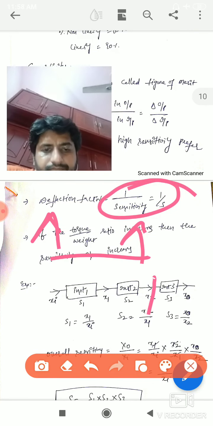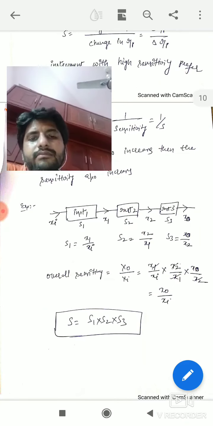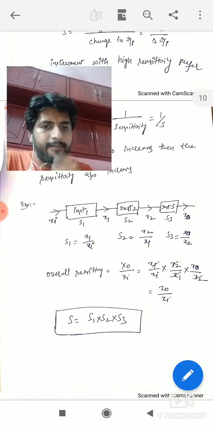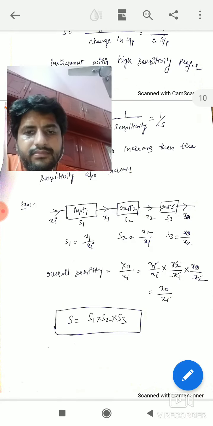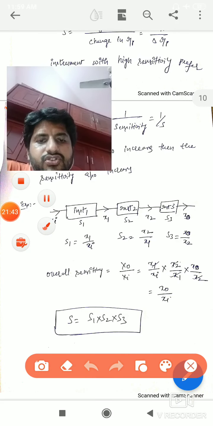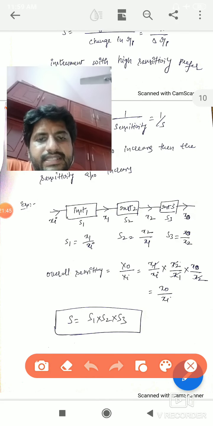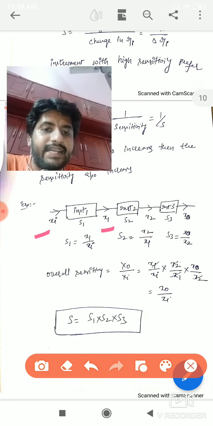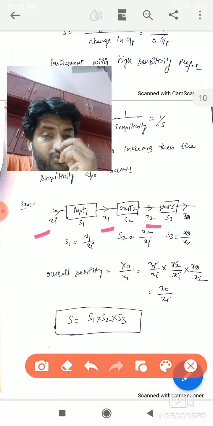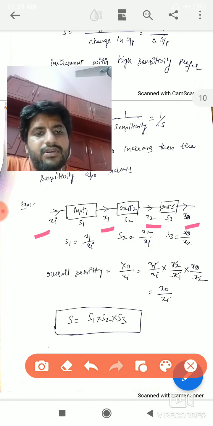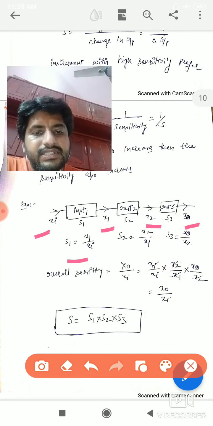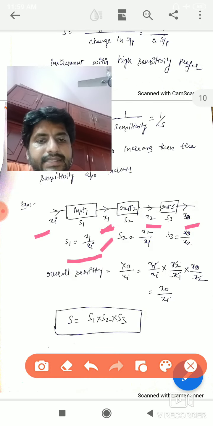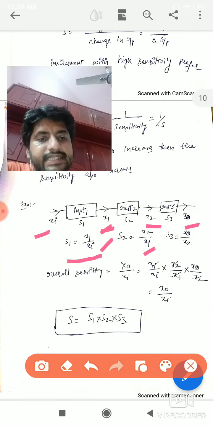But suppose I have different types of instruments, how can you calculate the overall sensitivity? I have the instrument S1, given input Xi, output X1. That X1 is input to the second instrument, I'll get X2 output. That X2 is input to the third instrument, I'll get X0. So what is the sensitivity of the first, output by input? X1 by Xi. What is S2? X2 by X1. What is S3? X0 by X2.